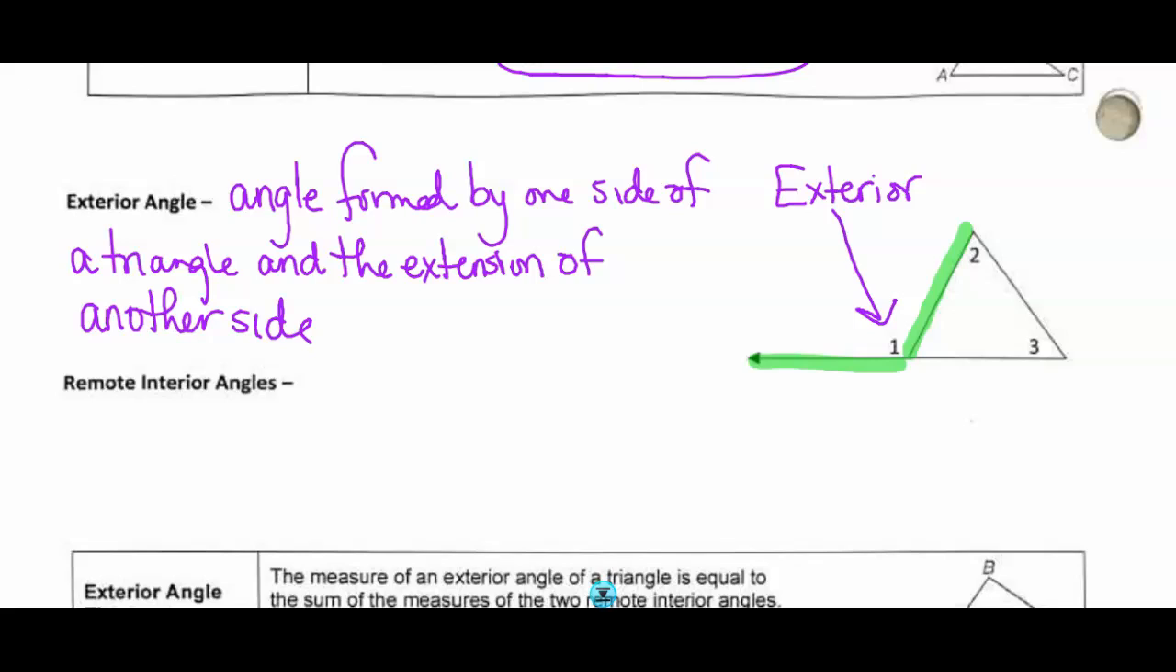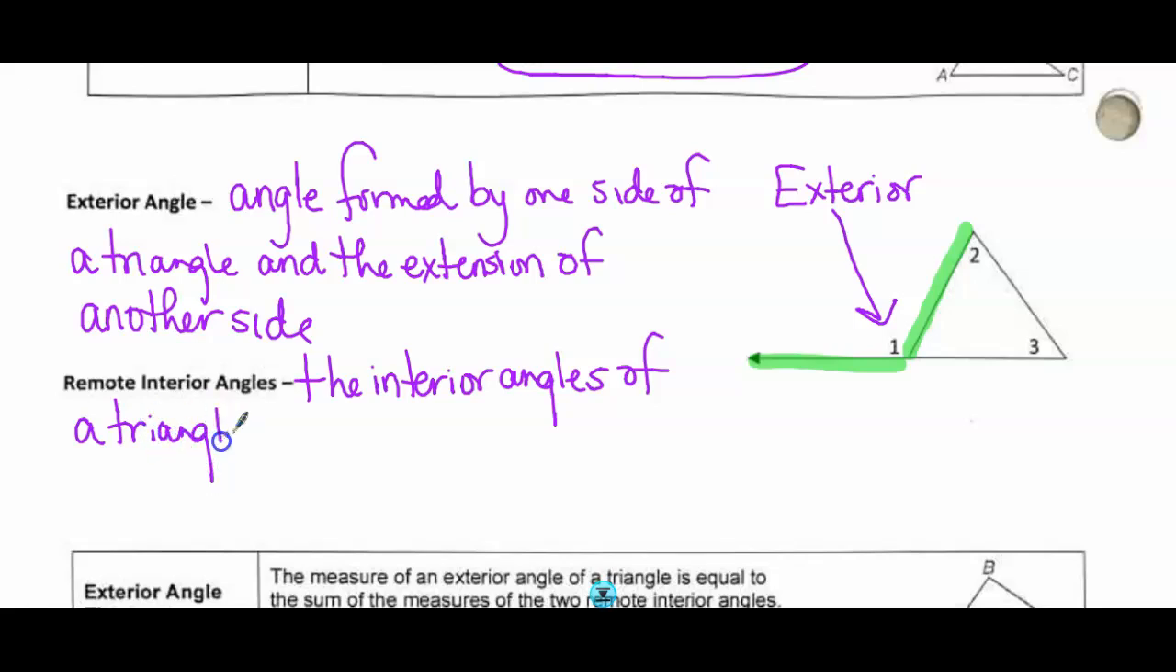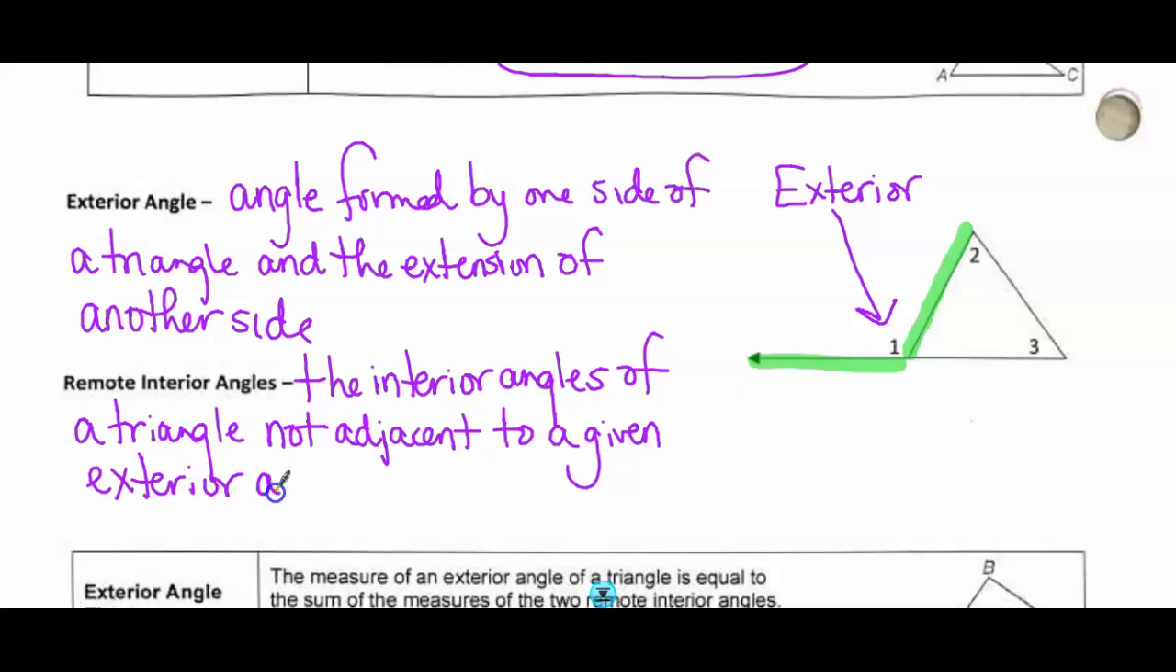The second thing is the remote interior angles. These are, whoops, sorry. Get rid of that highlighter or pen. Okay. The interior angles of a triangle not adjacent to a given exterior angle.